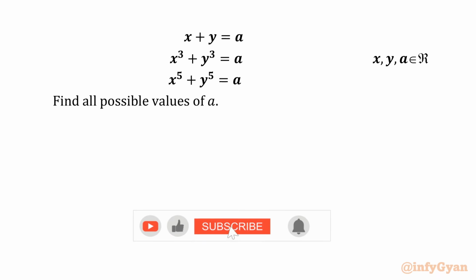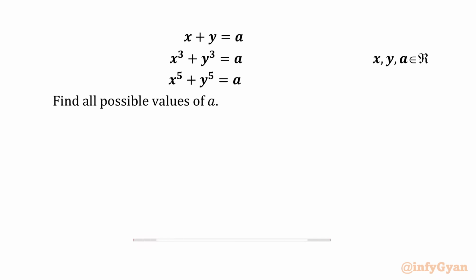In today's video, we are going to take up one very interesting question from system of equations. We have x plus y equal to a, x cube plus y cube equal to a, x power 5 plus y power 5 equal to a. Given that x, y, a are real numbers, then we have to find all possible values of a.